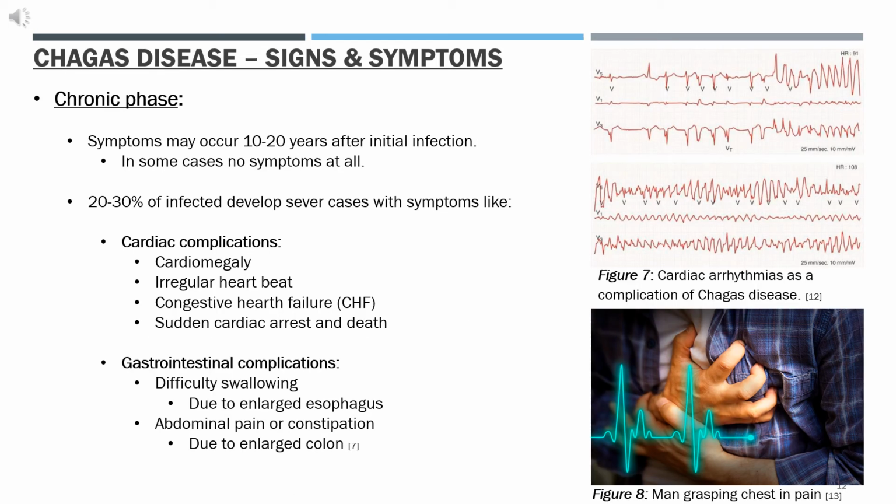If the acute phase has not gone away or been treated, it can often lead into the chronic phase, which can last 10 to 20 years after the initial infection. Sometimes this phase can be asymptomatic, but in 20 to 30% of cases, it's been shown to have serious complications that can include cardiac symptoms like cardiomegaly, irregular heartbeat, congestive heart failure, and even cardiac death, or it can have GI complications because of swelling and can lead into difficulty swallowing or abdominal pain and constipation.